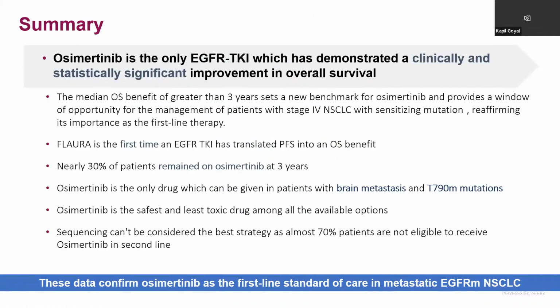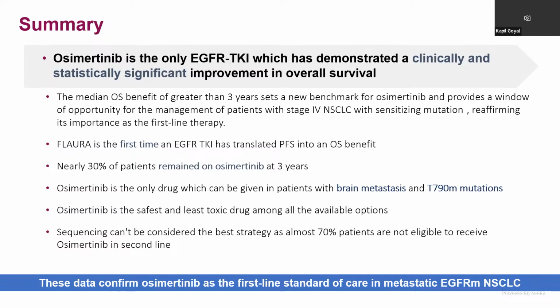So to summarize, osimertinib is the only EGFR TKI which has demonstrated a clinically meaningful and statistically significant improvement in the overall survival. The median OS benefit of greater than 3 years sets a new benchmark for osimertinib, because previously we have not been able to go beyond 2 years or 2.5 years. It provides a window of opportunity for the management of patients with stage 4 NSCLC with sensitizing mutation.